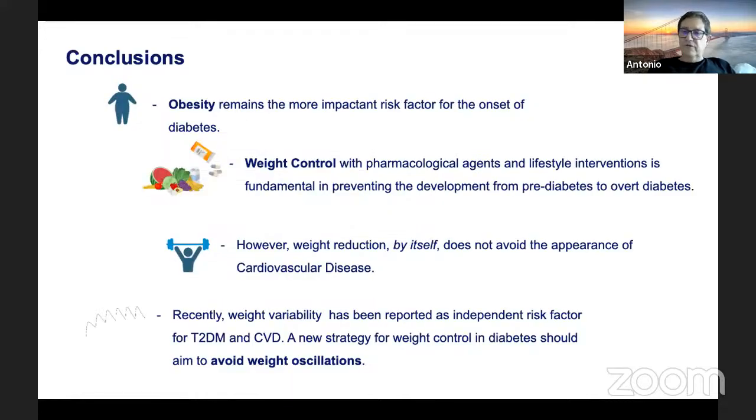So in conclusion, obesity remains the most impactful factor for the onset of diabetes. Weight control with pharmacological agents and lifestyle intervention is fundamental in preventing the development from prediabetes to overt diabetes. However, weight reduction by itself does not avoid the appearance of cardiovascular disease. Recently, weight variability has been reported as an independent risk factor for type 2 diabetes and cardiovascular disease. So it's clear that a new strategy for weight control in diabetes should aim to avoid weight oscillations and not only to reduce the weight. Thank you very much for your attention.